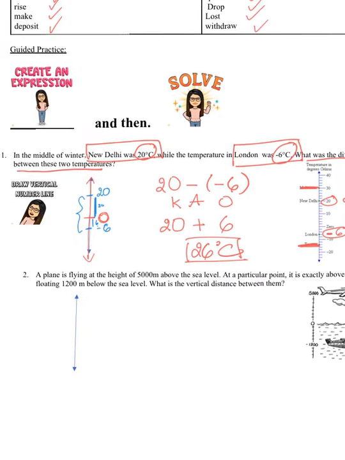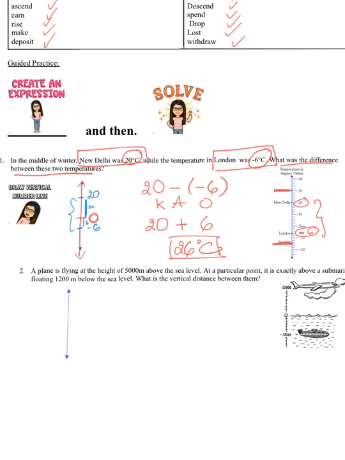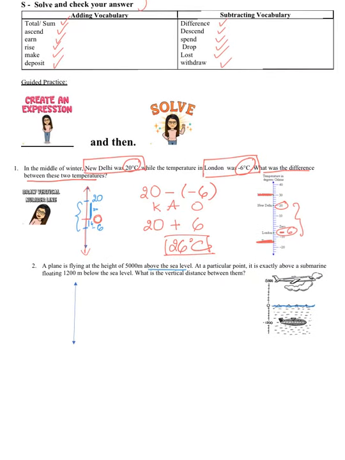Number 2. A plane is flying at a height of 5,000 meters above sea level. I include the picture right here. This is the sea level, and at sea level it is 0. At a particular point, it is exactly above a submarine floating 1,200 meters below sea level. What is the vertical distance between them?